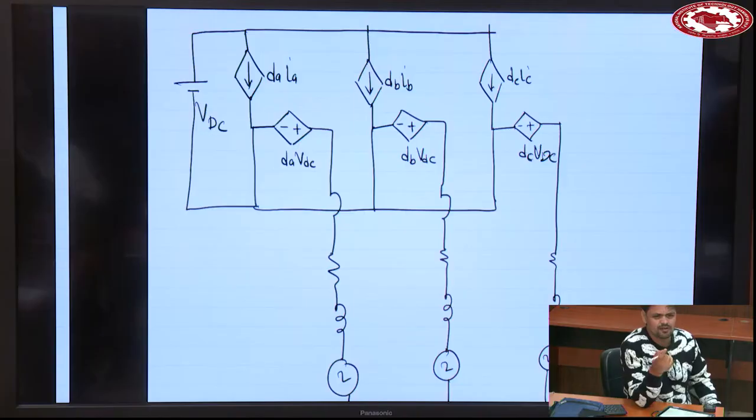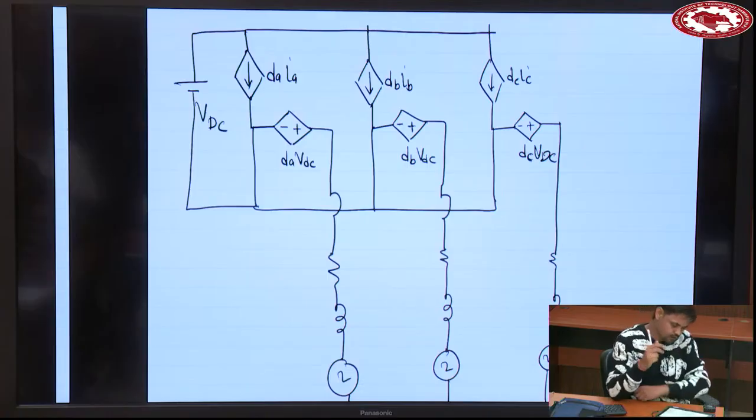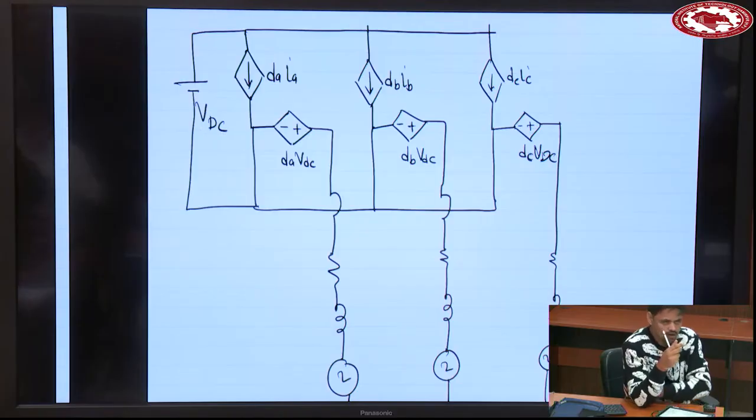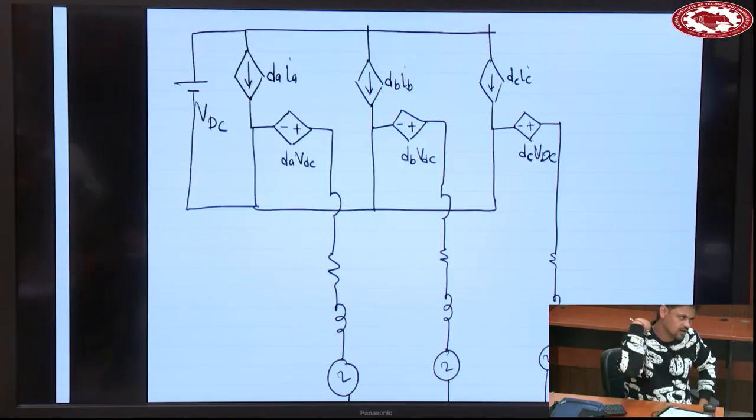What will be dA? dA will be 1 by 2 plus 1 by 2 m sin omega t. dB would be 1 by 2 plus 1 by 2 m sin omega t minus 120, and dC plus 120 or minus 240. As I discussed in the very first tutorial, when it comes to control, you always do transformation, because DC currents are easy to handle by a simple PI controller. Otherwise, if you are dealing with AC quantities, you will have to go for a higher order filter or compensator.